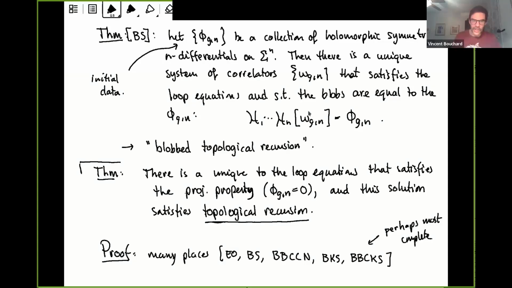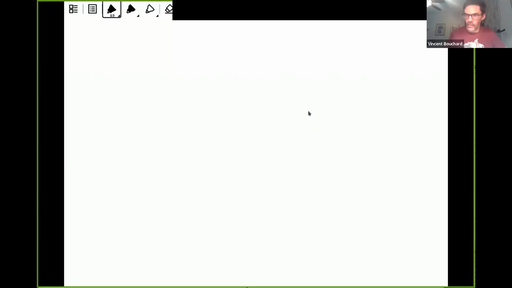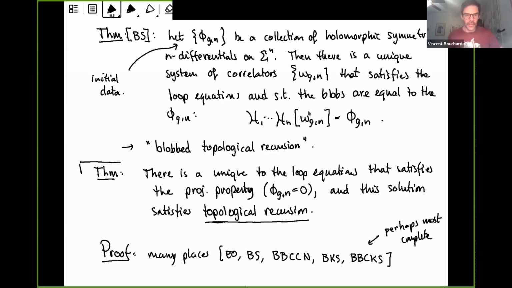Okay, and I just want to tell you a little bit how this proof goes because it's actually quite interesting. But of course, we can't go through all the details because it's not obvious. I mean, what is obvious, of course, is the statement that there's a unique solution satisfying the projection property, assuming the theorem above. It's a consequence of it. But the second statement is that it satisfies topological recursion. How do you get that?